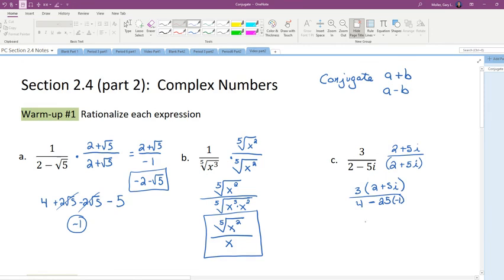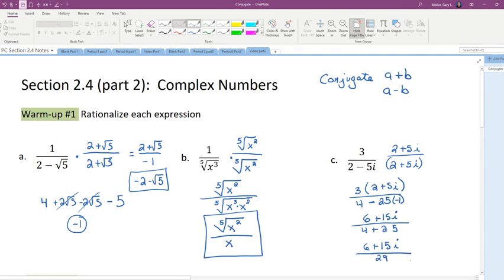So on the bottom, I'm going to get 4 plus 25. And on the top, I kind of was waiting to distribute this through because if this number was divisible by 3 when I'm done, I could reduce that 3 with this number. But now I can see it's not going to happen. So I might as well just go ahead and call it 6 plus 15i, which means I've got 6 plus 15i over 29.